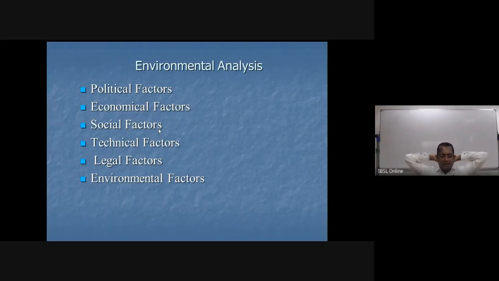What does PESTLI stand for? Firstly, political, economical factors, social factors, technical factors, legal factors, and environmental factors. PESTLE, right?